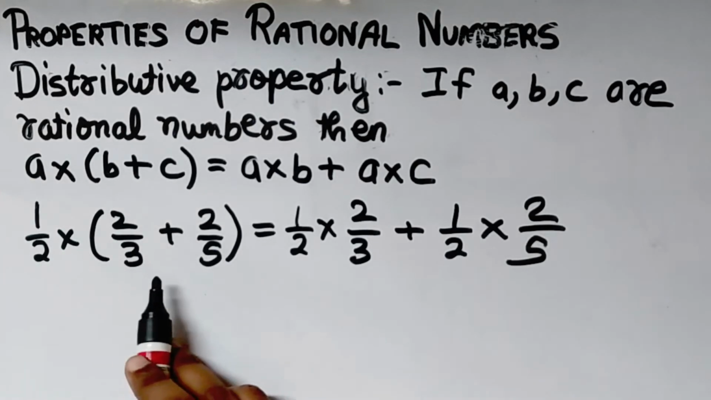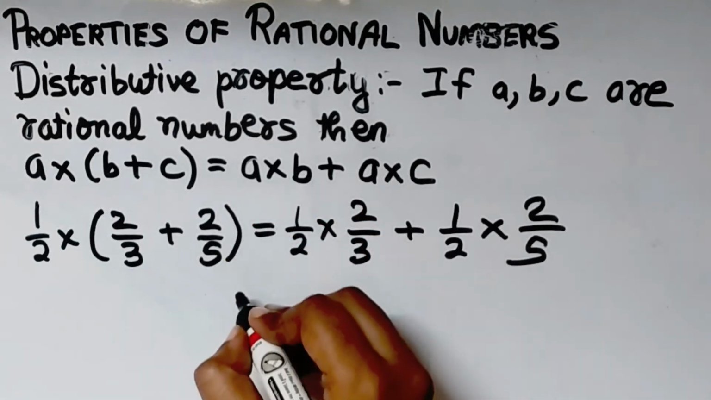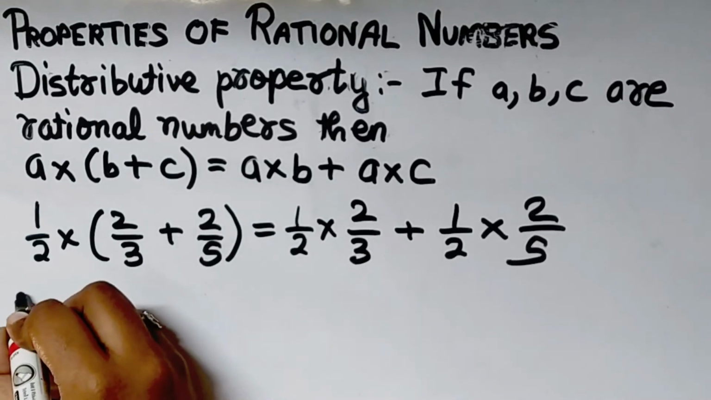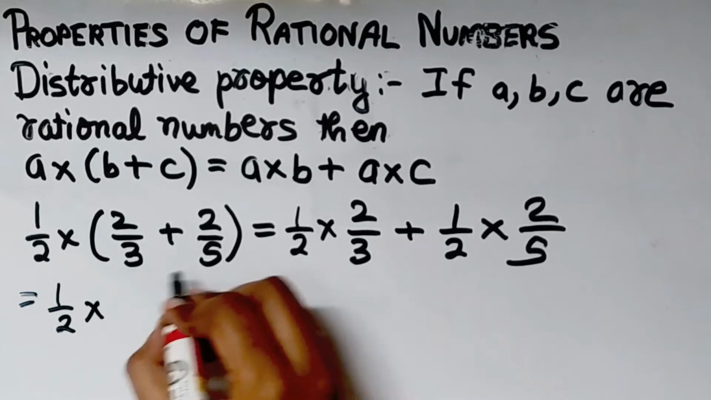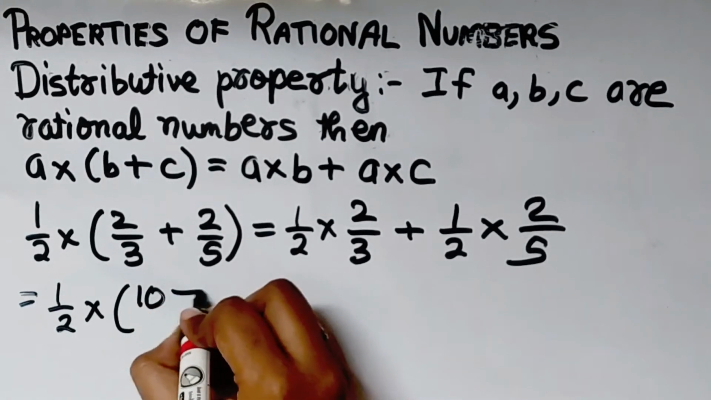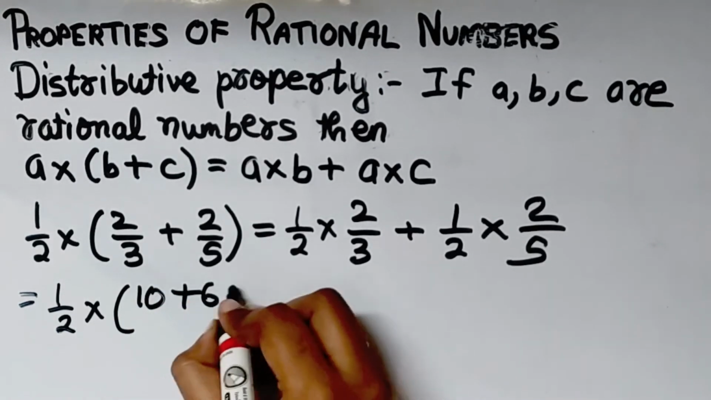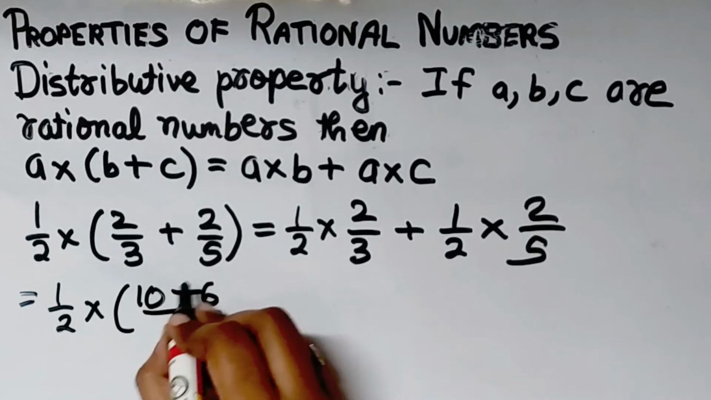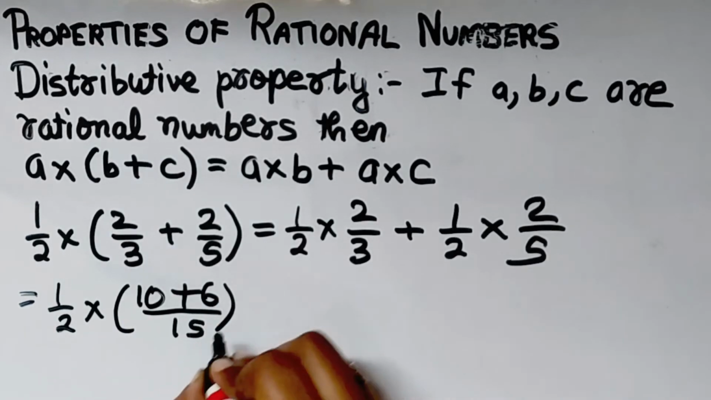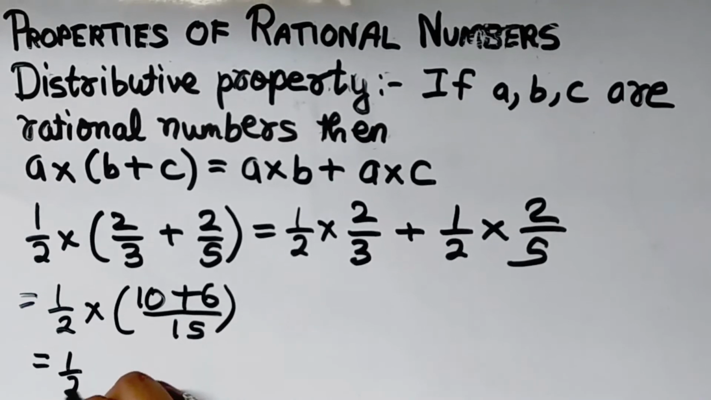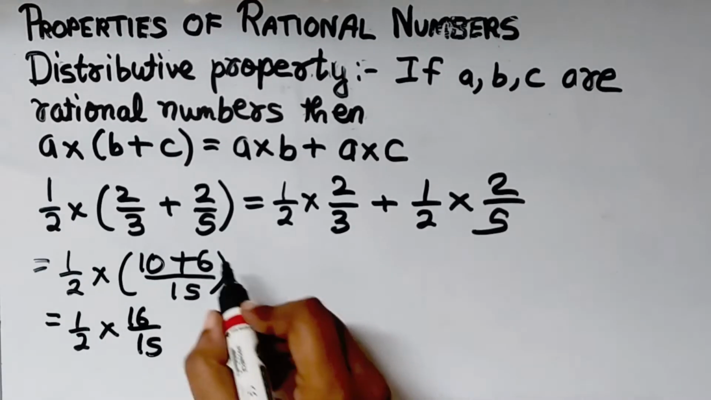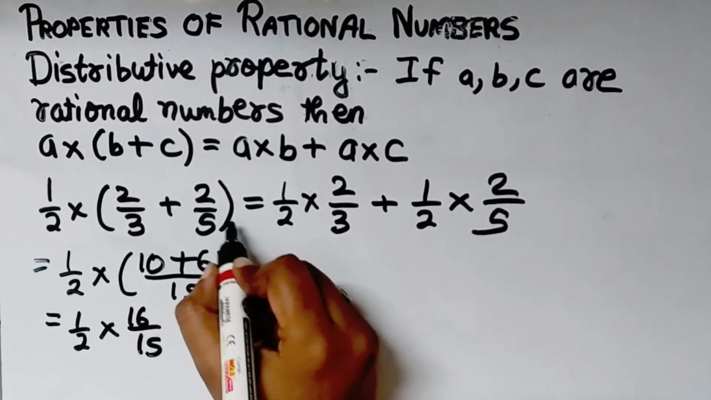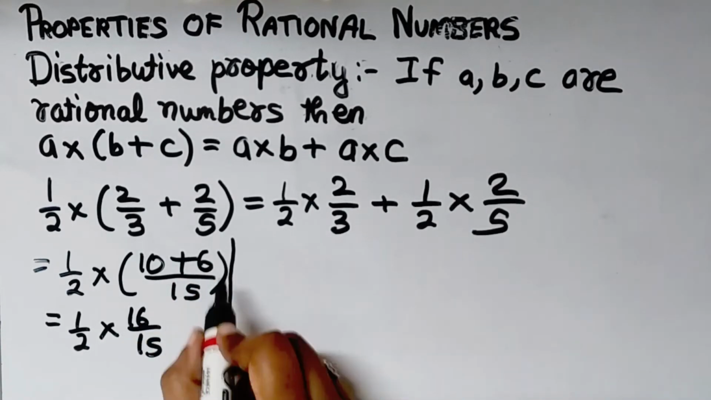So first we will solve this. I am solving only this side. So which is equal to half into, first, what is there inside the bracket, that we will solve. 10 plus 2 3s are 6 upon 3 5s are 15. So which is equal to half into 16 upon 15. First I am solving only this side.